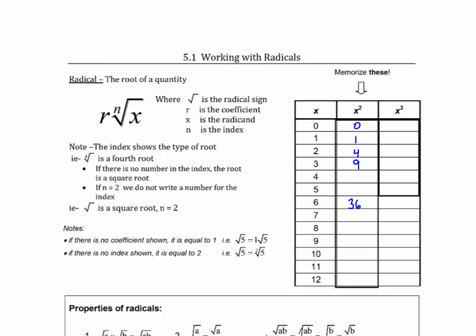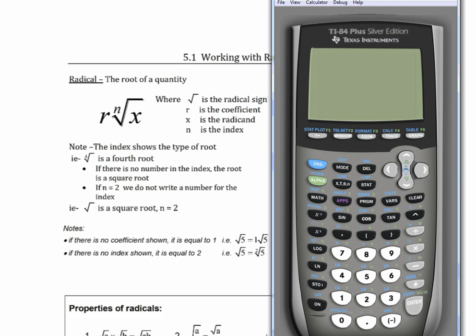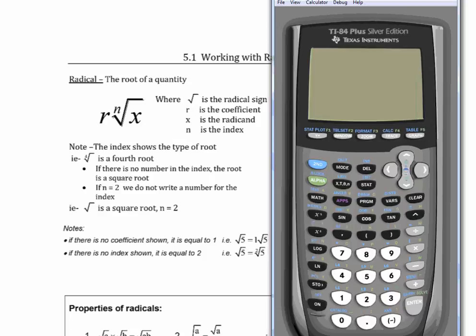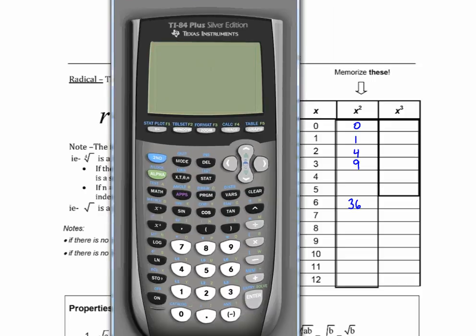Some of you might remember a little shortcut from last year. On your graphing calculator, you could go y equals x squared, y equals x cubed. Go to your table, second graph. Boom, they're right there. So if you go to y equals, type in x squared and x cubed, y1 x squared, y2 x cubed, and then second graph, there's your tables.